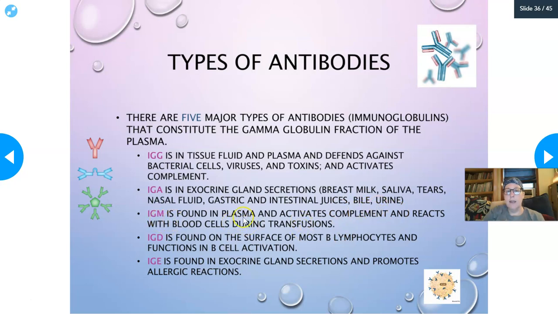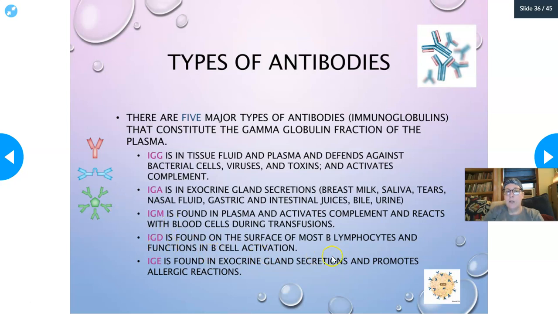IgM is found in plasma and activates complement, and also reacts with white blood cells during transfusions. Your anti-A antibodies and anti-B antibodies that we were talking about, your ABO antibodies, are IgM. By the way, your Rh antibodies are IgG. IgM looks like a snowflake. It's five of the Ys with the tails put together. It's a big one. And some IgM is also part of your innate immune system, which is non-specific against pathogens.